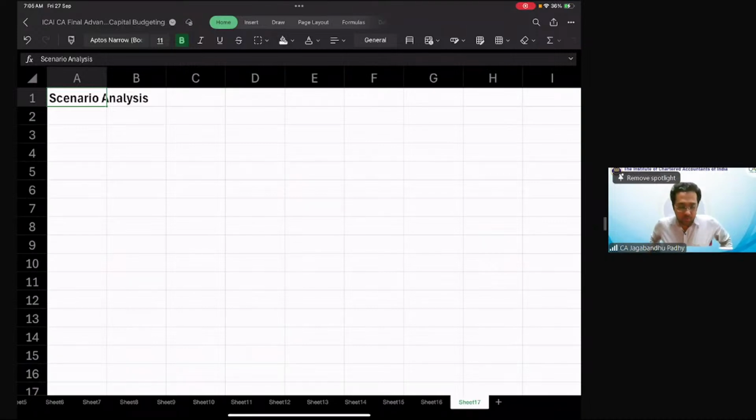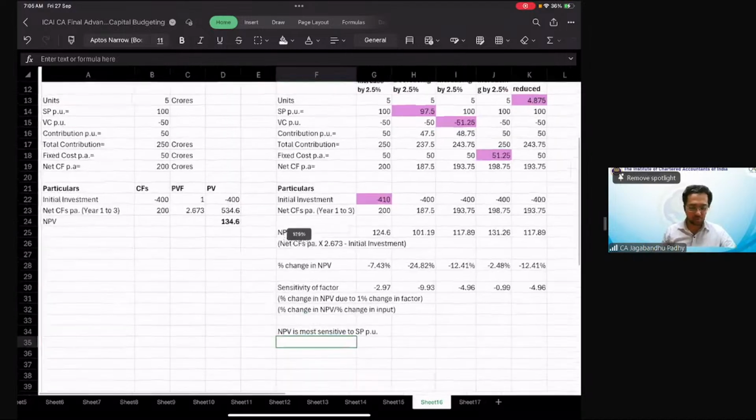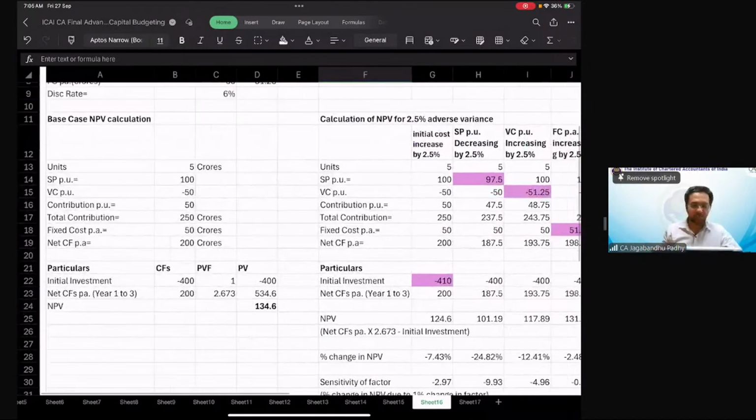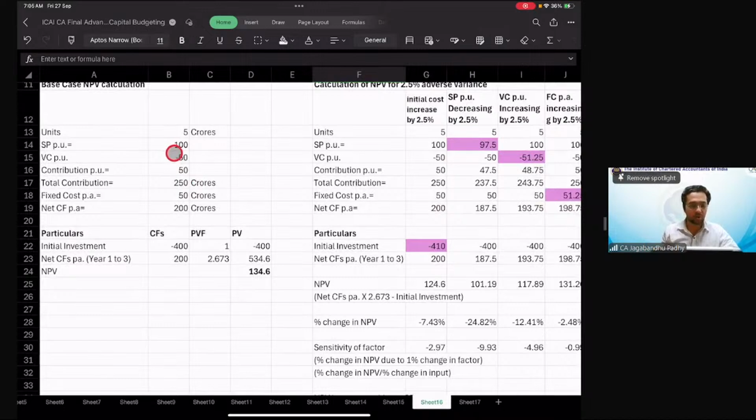Yeah. Scenario analysis. So when we were doing sensitivity analysis, we were essentially changing one of the variables. Like in the previous question, we were changing the selling price per unit. We were changing the variable cost per unit. We were changing the fixed cost per unit by an adverse percentage. And we were looking for the impact of that adverse change on the NPV. So we were doing it simply one by one, right? Each of the factors was analyzed.